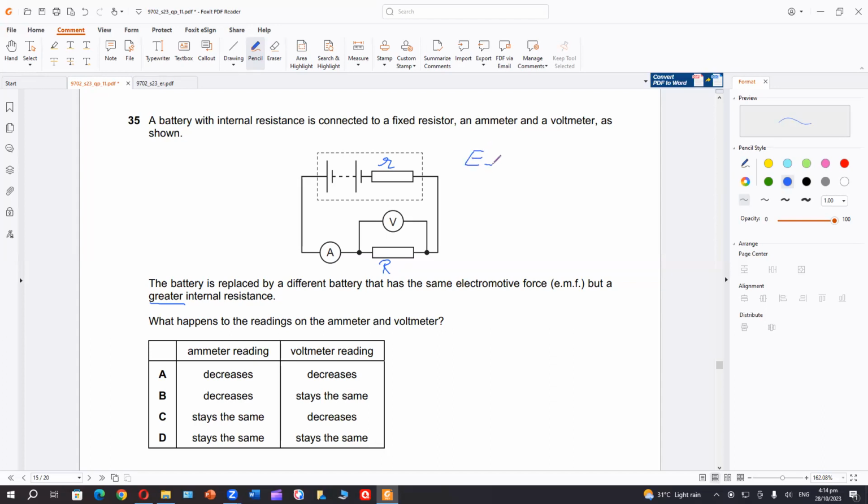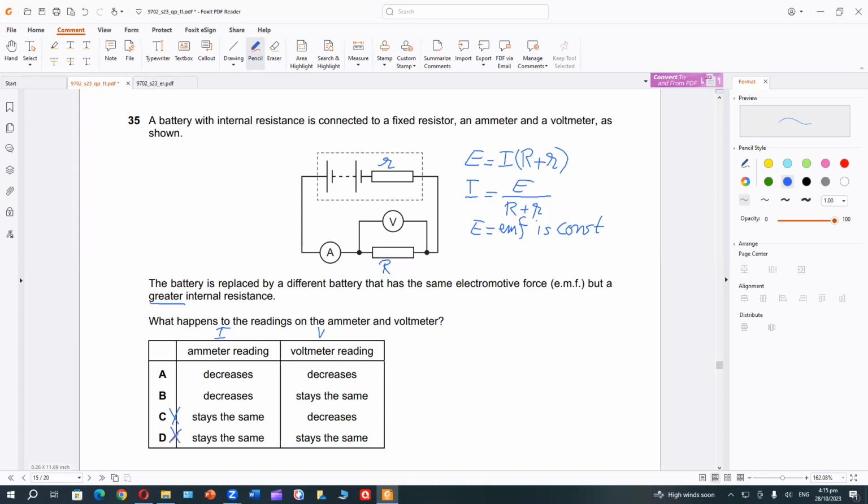We have a formula for EMF: E is equal to IR plus Ir. Ammeter means current and voltmeter means V. If I take I the subject, I is equal to E upon R plus r. The examiner says that EMF is constant. Now small r is in the denominator and he is going to increase it. Internal resistance is going to increase. By mathematics of fractions, should the current increase or decrease? Decrease. Current should decrease. Very good. So C and D are rejected.